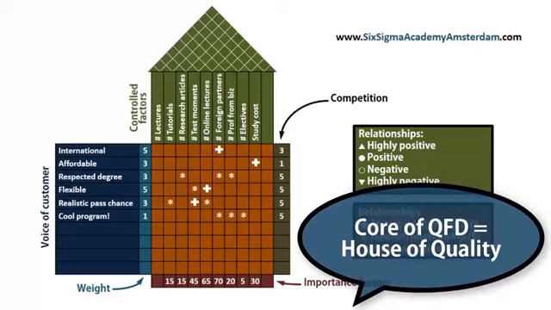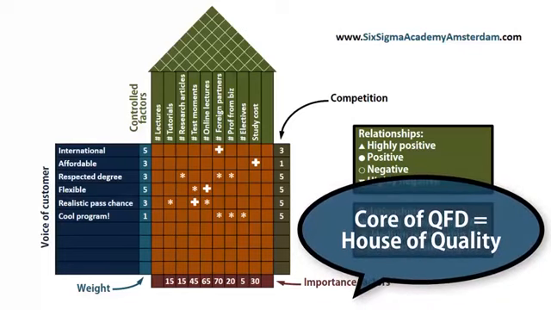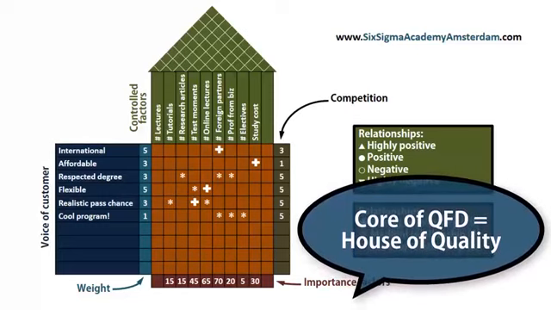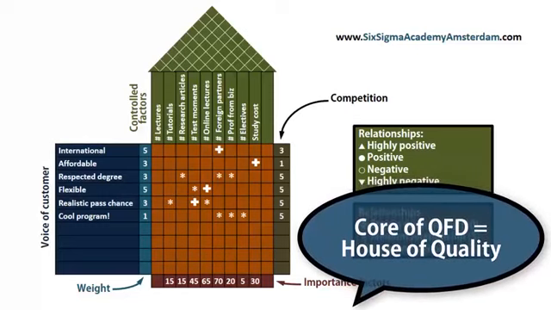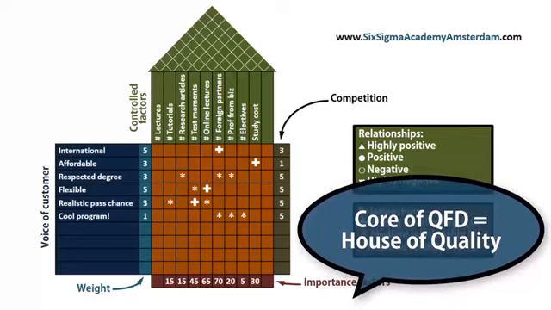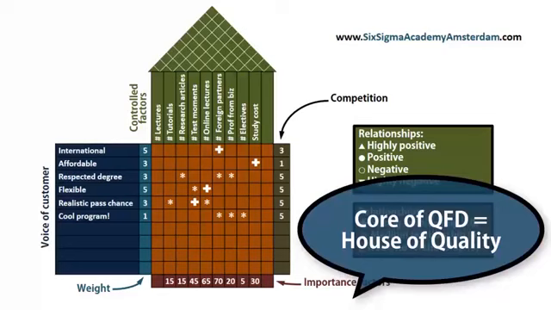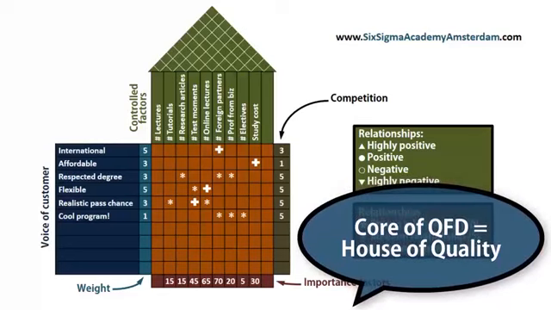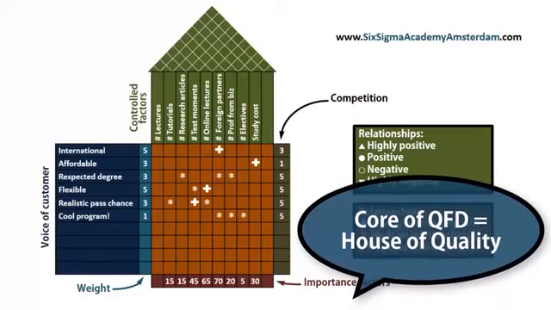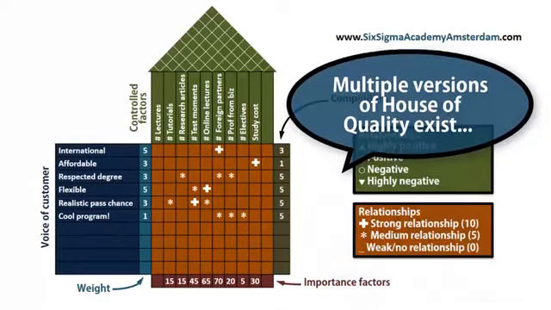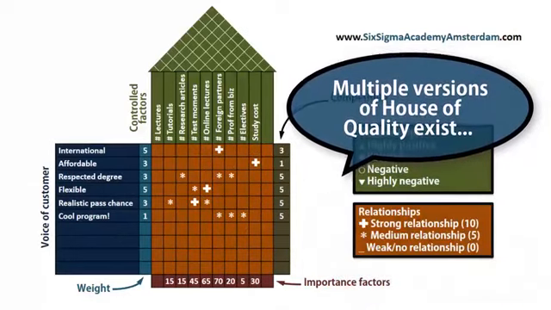Now, why is this called a house of quality? Well, I guess it kind of looks like a house. It doesn't look like my house, but it doesn't matter. It looks like a house nevertheless. Now, if you browse various sources, books or internet, and you look for the house of quality, you will notice something. Each source uses a variation of this house of quality that looks slightly different from the other one.